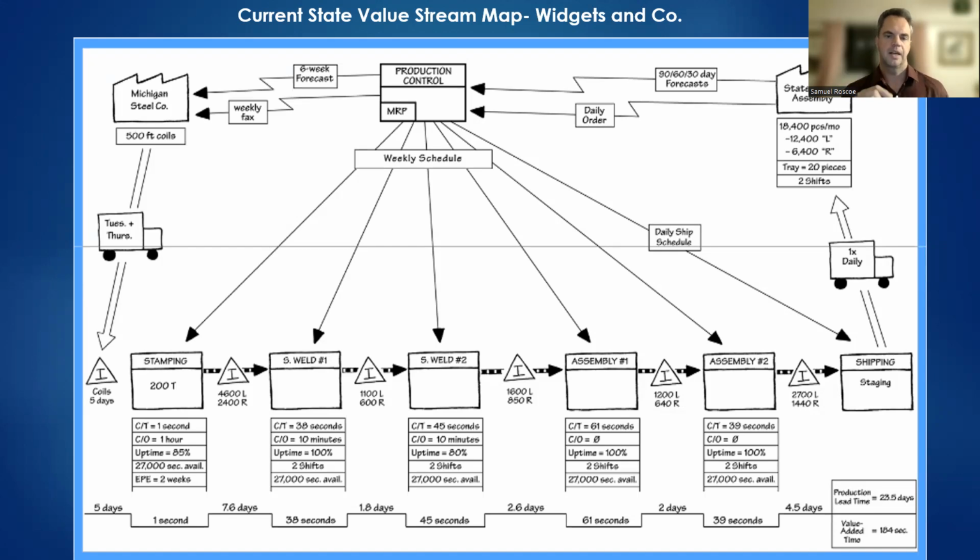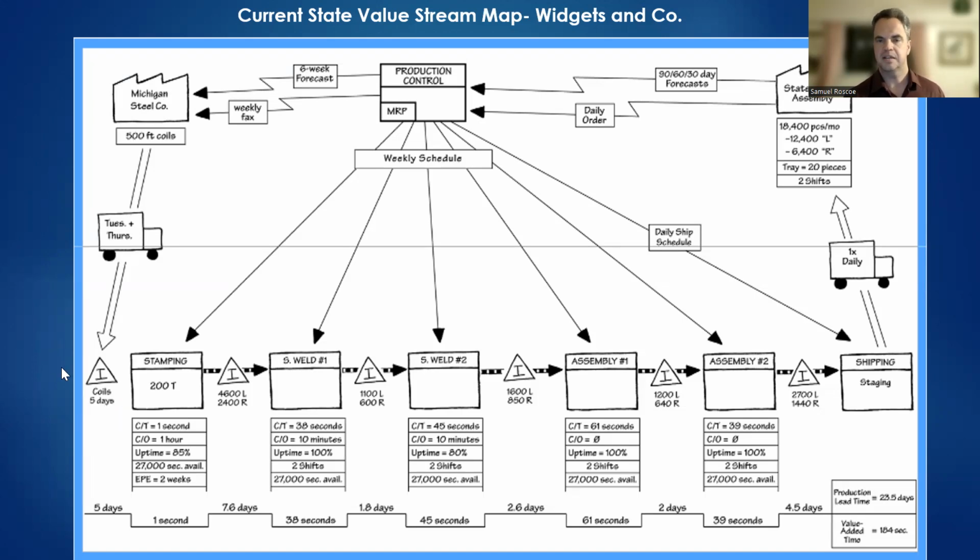In this example, they send out a weekly schedule to all the different machines and tell the different machines what to make. They also send out a 6-week forecast to their supplier, Michigan Steel Co., on the top. And they might also fax over an order every week to Michigan Steel Co. And Michigan Steel Co. will then deliver these 500-foot coils of, let's say, aluminum coils. They'll deliver those every Tuesday and Thursday to the back of the production line.